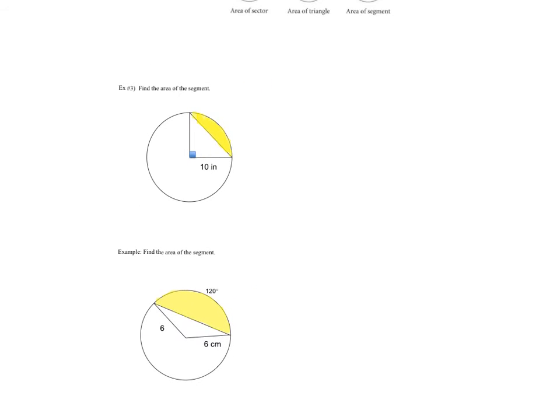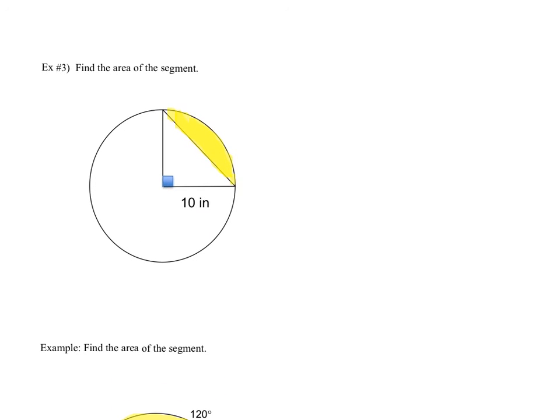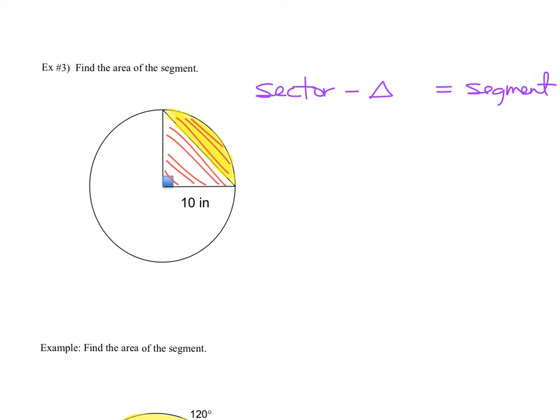All right, so let's think about this. If we're trying to find the area of a segment, we're gonna do sector minus triangle, and it will equal the segment. Okay, so how do I find the area of the sector? The sector being this whole thing. What's your formula for area of a sector?